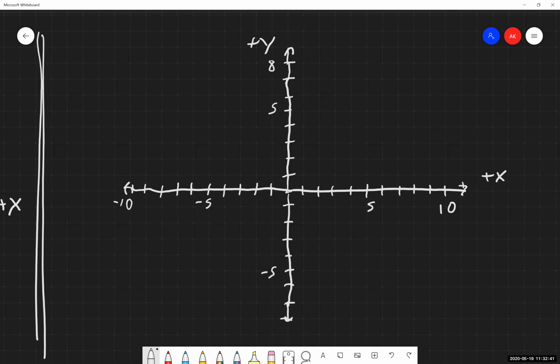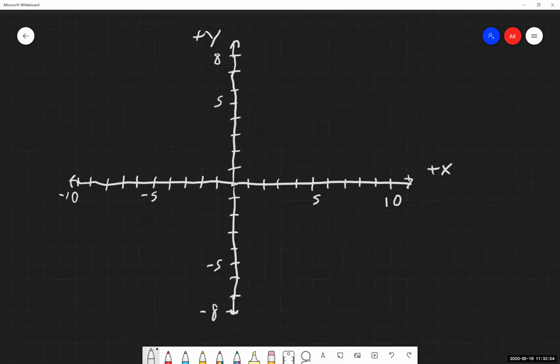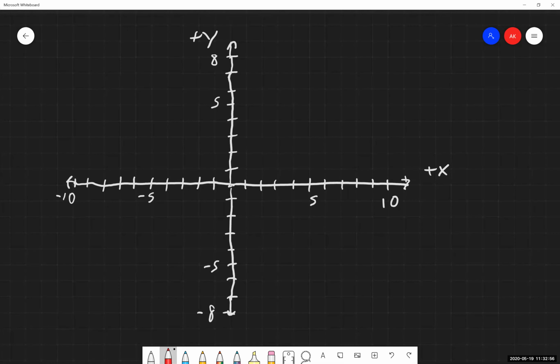Negative 8's down here. There we go. So there is the initial axes and graph setup. I'm going to put some points in here. I'm just going to label the points A, B, C, and D.